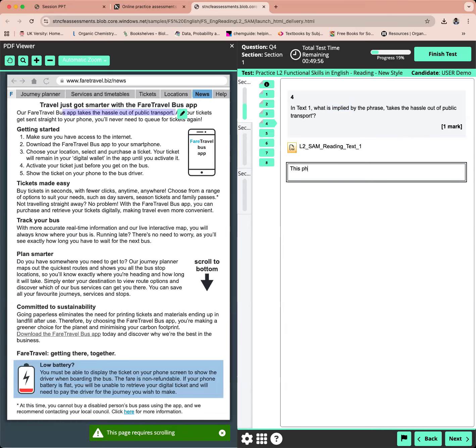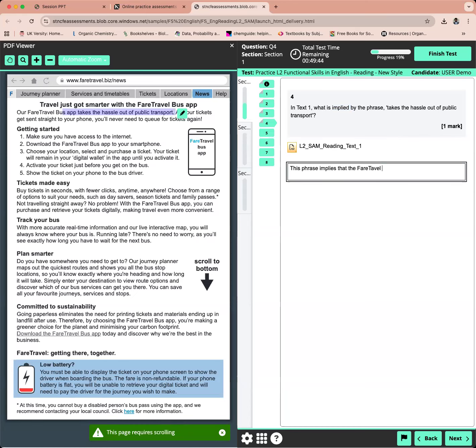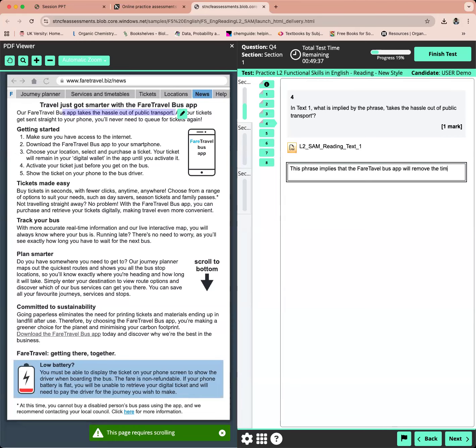So this phrase implies that the Fare Travel app, essentially what is called the Fare Travel bus app, will remove the time-consuming tasks of buying the tickets before travel, right?